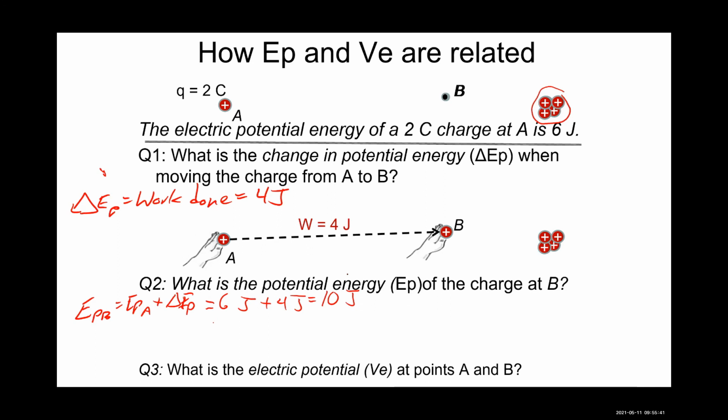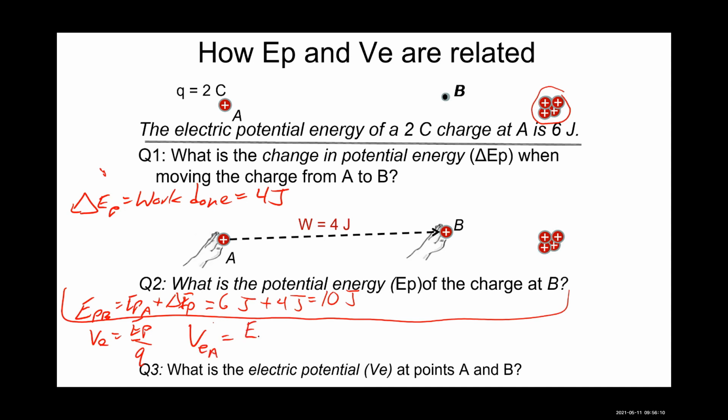Okay. But if I ask you the question, then what is the electric potential at points A and B? Electric potential, what is that? Well, the electric potential, if you remember, is the electric potential energy divided by the charge. Okay, so if I'm going to figure out the electric potential at point A, I've got to figure out what is the potential energy at A and divide it by the charge.